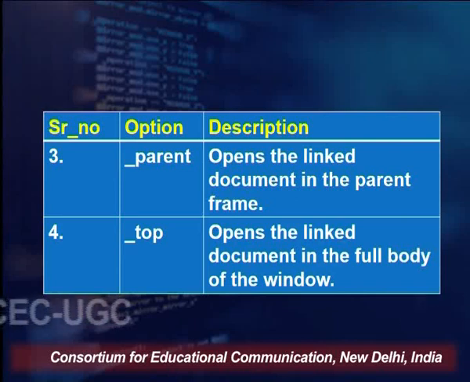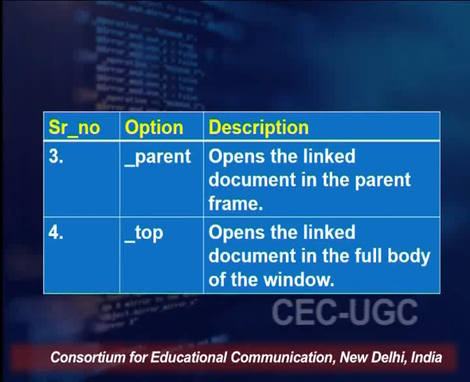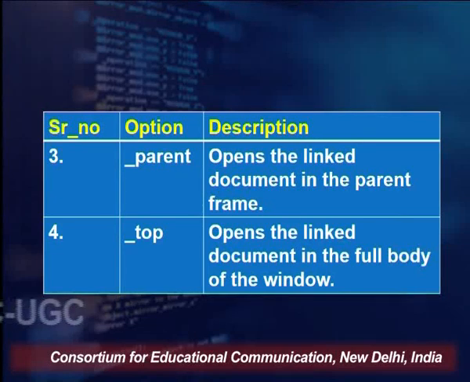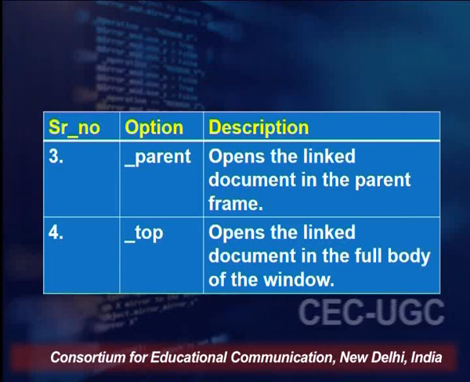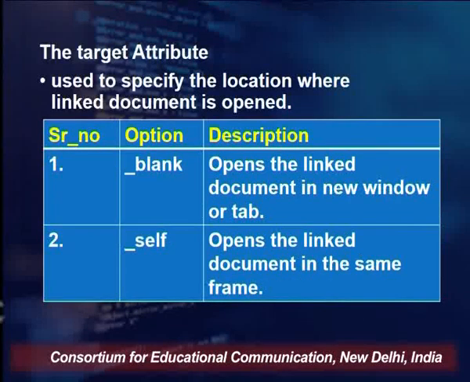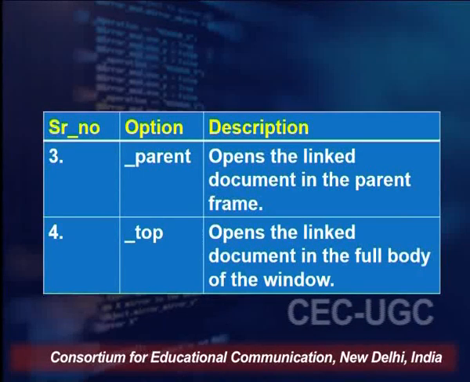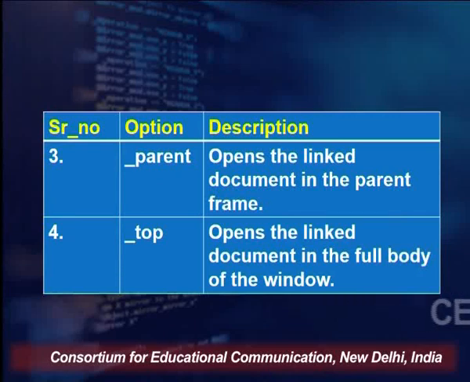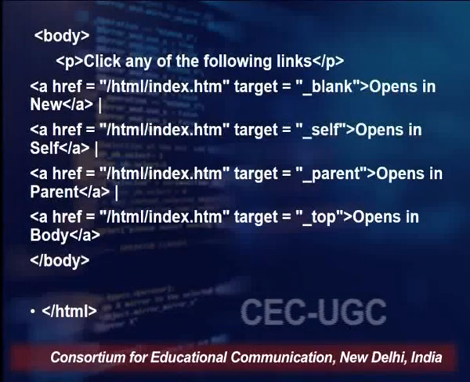And another one is _top. _top opens the linked document in the full body of the window. So there can be four values corresponding to the target attribute. It is either _blank, or _self, or _parent, or _top. These four values could be there for the target attribute. Now, how can these be used?